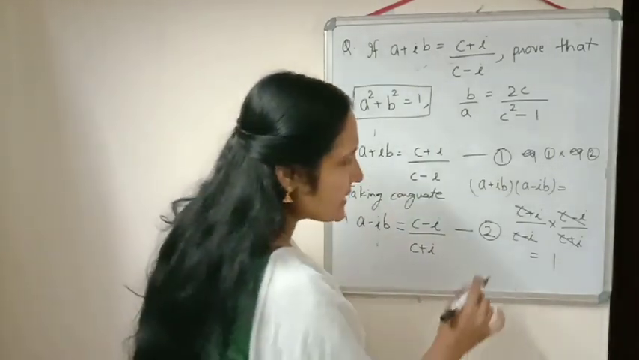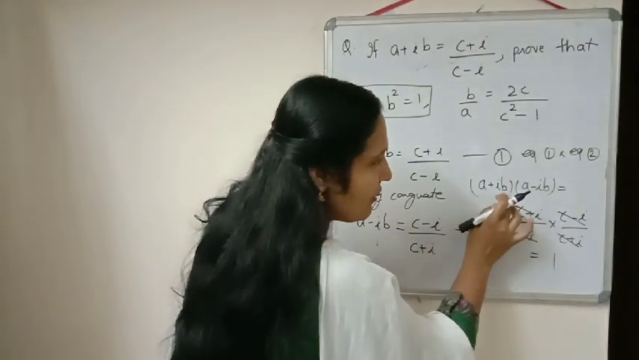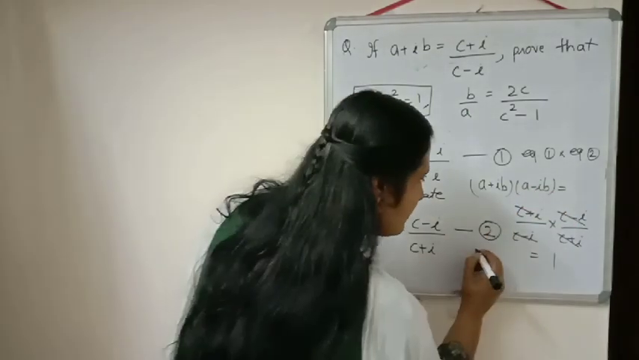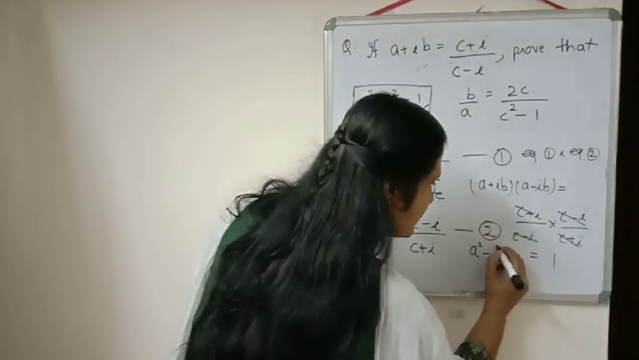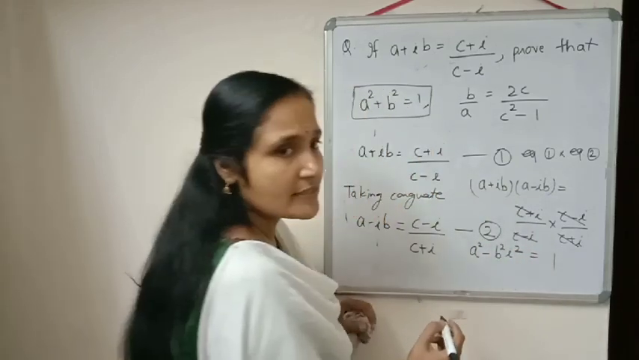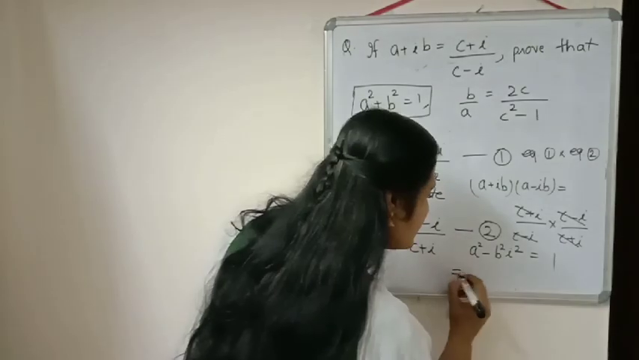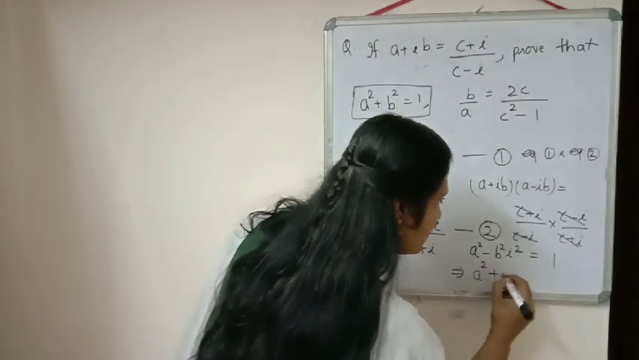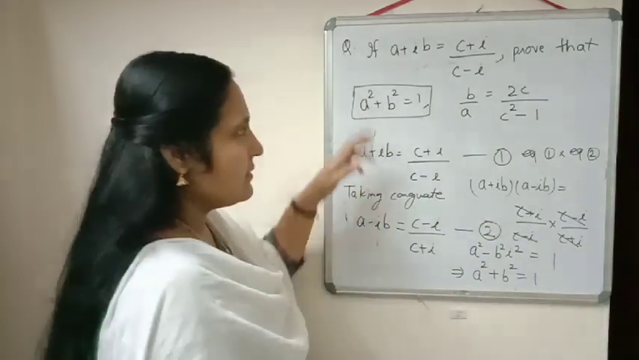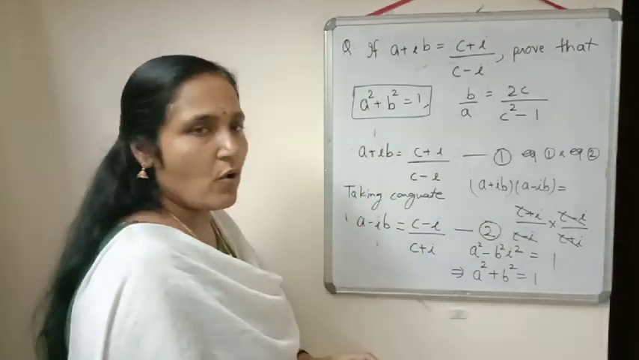And in the left hand side what will come? It is in the form of (a plus b) into (a minus b). So that will come a square minus b square i square. And what is the value of i square? Minus 1. Then we will get here a square plus b square is equal to 1. The first part is over there.